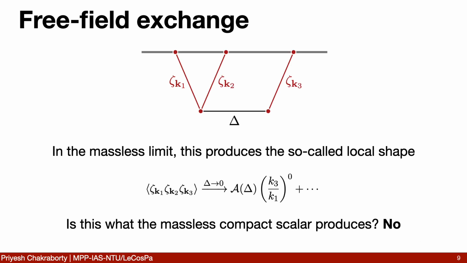Now, since I'm asking about light axions, if I tune the mass of this kind of exchange process to 0, which is to say delta to 0, then I produce what is known as the local shape. The dominant exponent is just exactly 0. And then I can ask, is this the shape that I should expect to see if I have a spectator axion? And the answer is no.